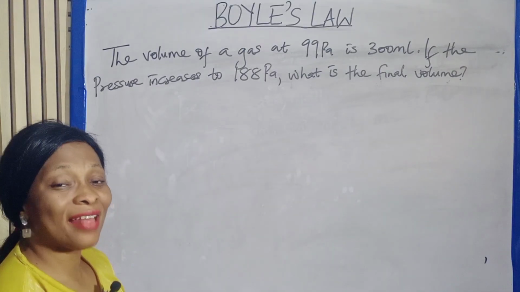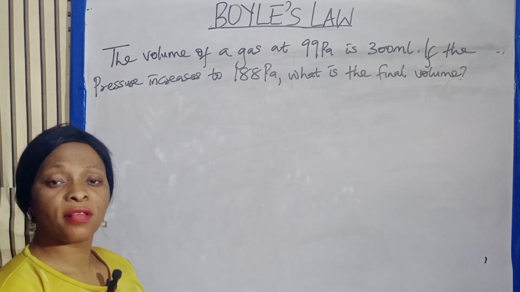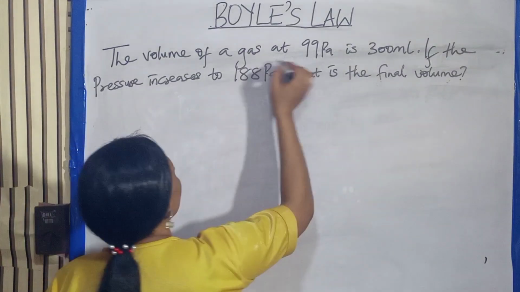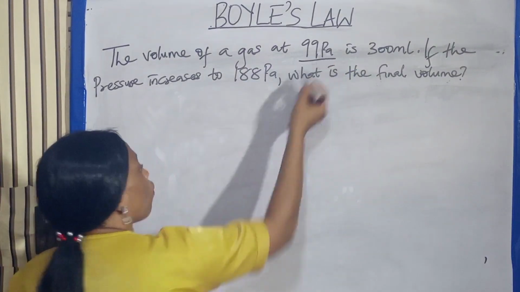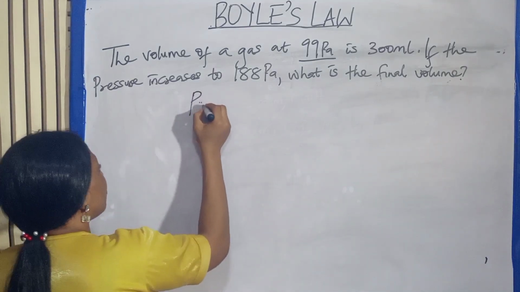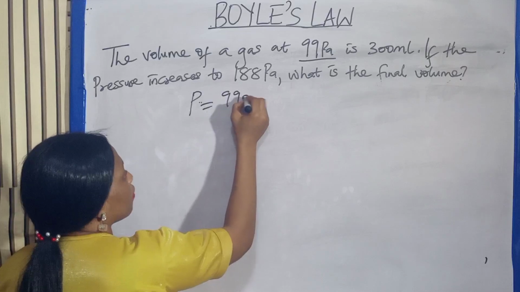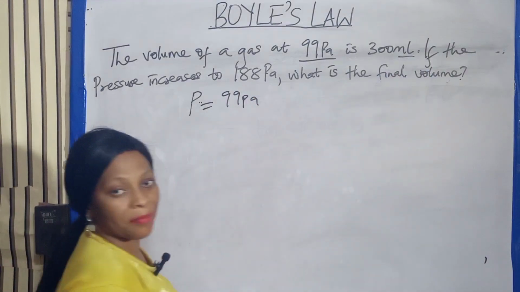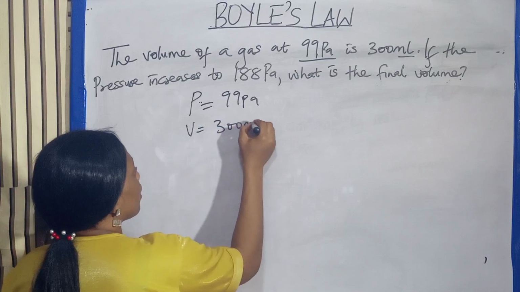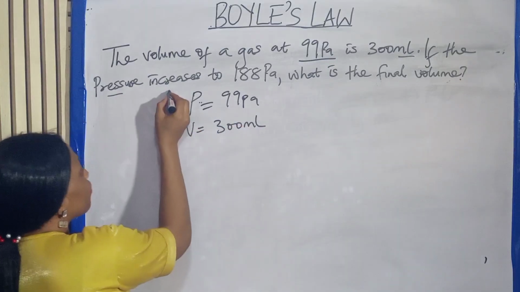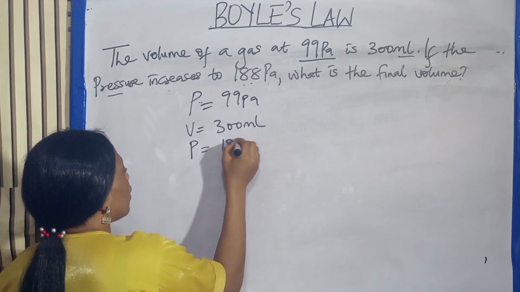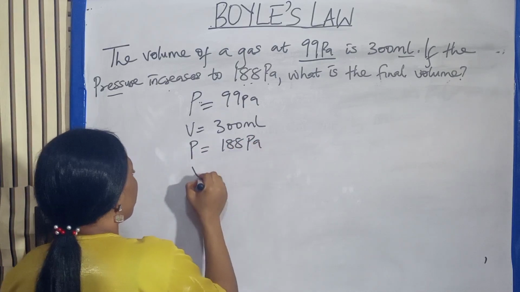Okay, so let's solve this question. The first thing to do is to write out our parameters. What are the parameters here? We have 99 Pascal. So what is Pascal? Pascal is pressure. So pressure is 99 Pascal. And what is milliliter? Milliliter is volume. That is 300 milliliter. If the pressure increases to 188 Pascal, what is the final volume?